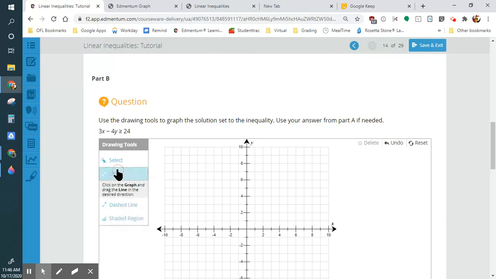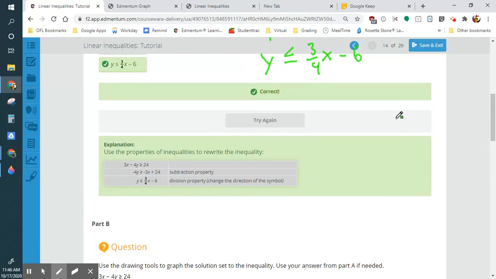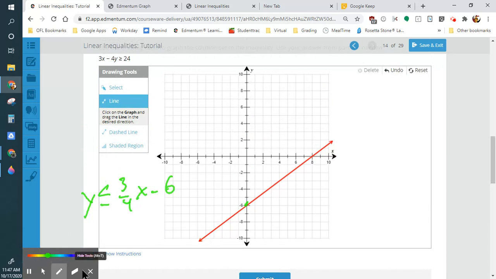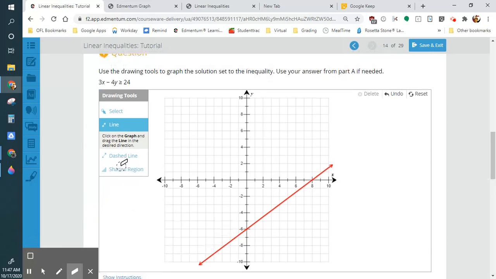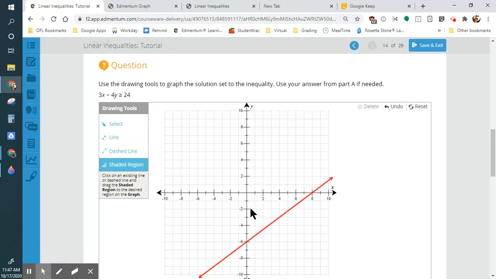So I'm going to do solid line. I'm going to start at -6. I'm going to go up 1, 2, 3, and I'm going to go over 1, 2, 3, 4. So that should be my line. So remember, the equation was y is less than or equal to 3/4 x - 6. So that's why I started off here, went up 3/4, and I want my shaded area. So let's shade the area. Since we're doing less than, we want to shade the area above the line.